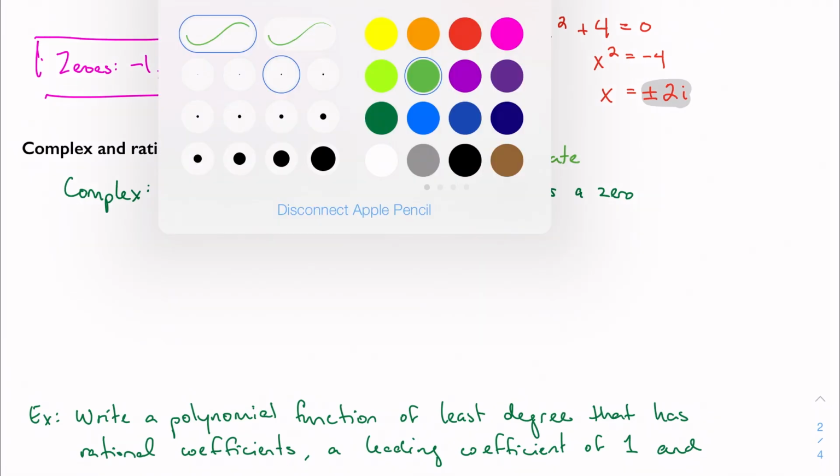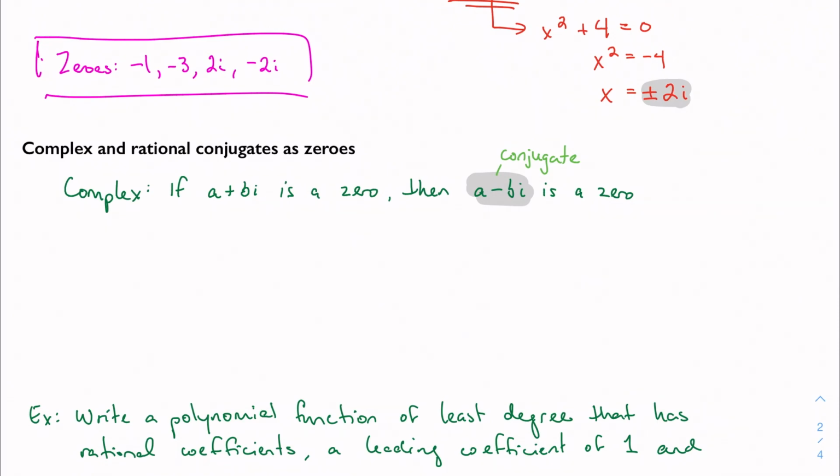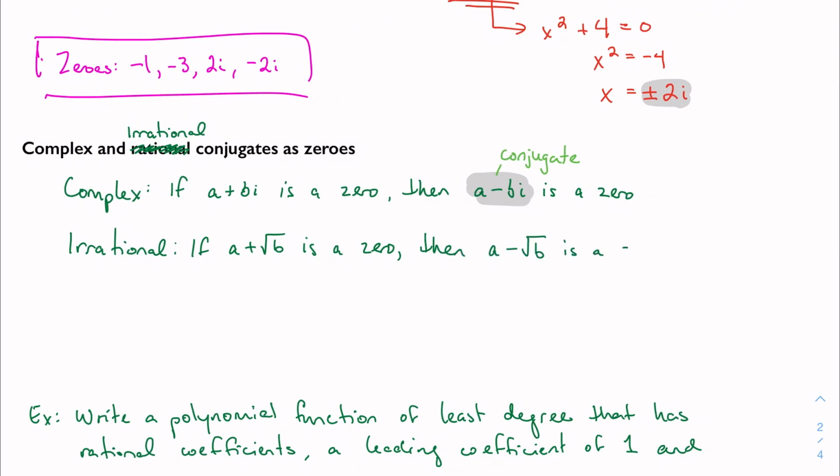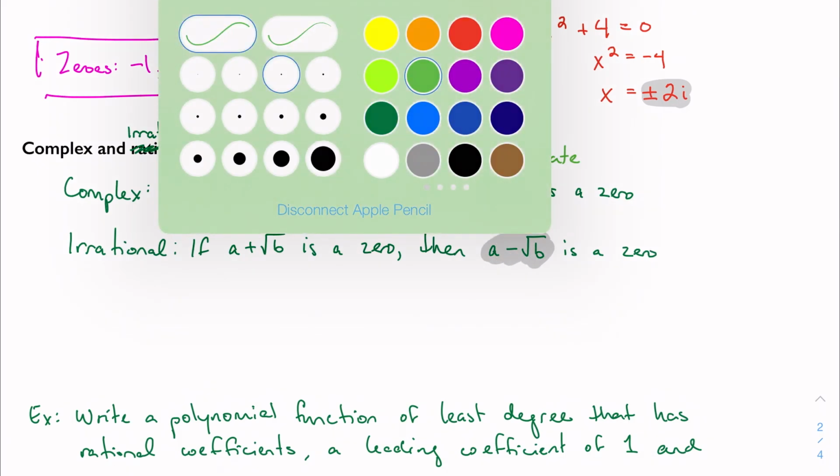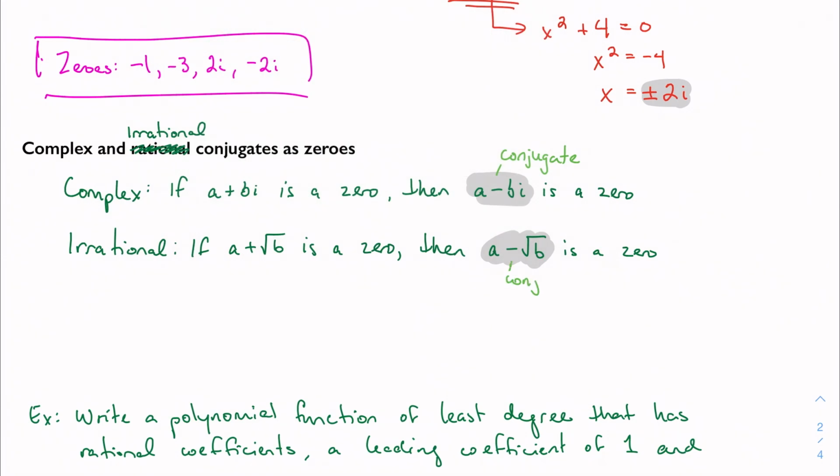The same thing, I guess this should not say rational. This should say irrational, because if I have an irrational number, I'm going to actually be able to think along the same lines. If a plus the square root of b is a 0, then so is its conjugate. Just like before, right? Just like we learned when we learned how to rationalize, we multiplied by its conjugate. It's because these always come in pairs.